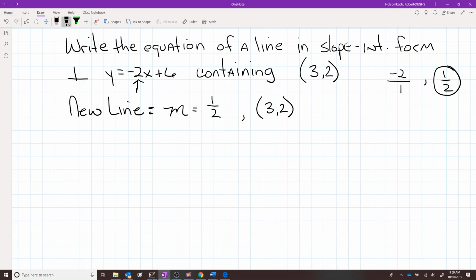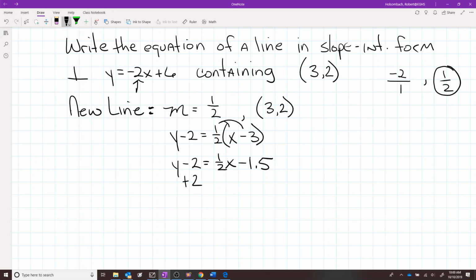So we're going to write it in point slope form. And that's going to be y minus 2 equals 1/2 times x minus 3. Going to distribute this 1/2. So y minus 2 equals 1/2 x minus 1.5. And then you're going to add 2 to each side. And y equals 1/2 x plus 0.5, since negative 1.5 plus 2 is positive 0.5.